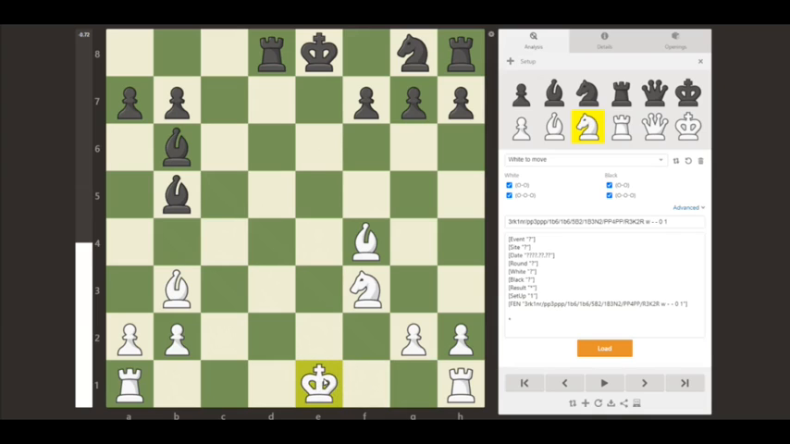We also can't castle queenside here because the black rook on d8 is attacking the d1 square. So if we try to castle queenside, our king would once again be moving through check.